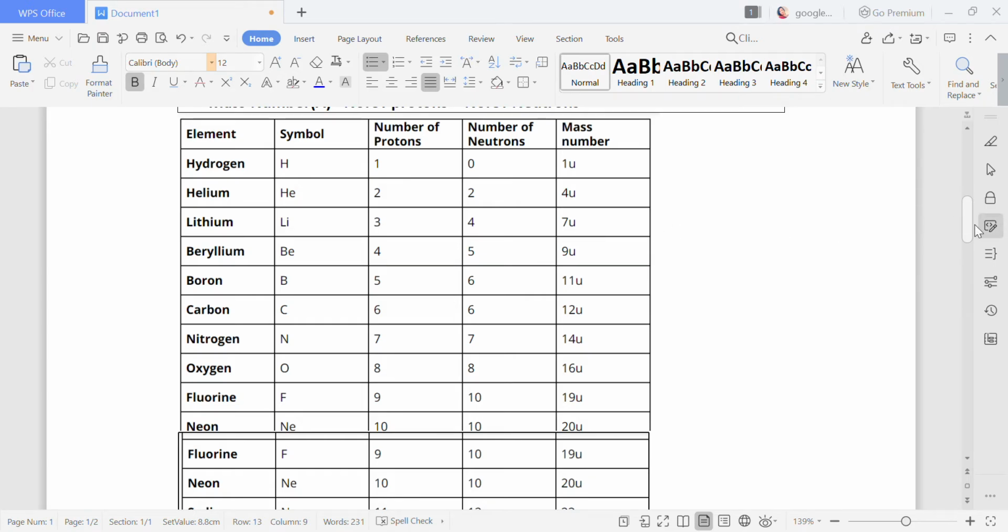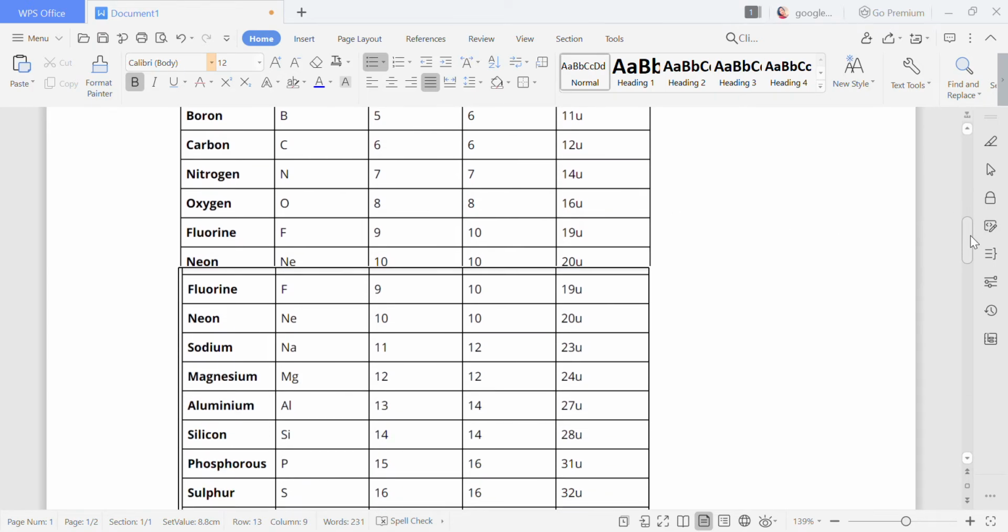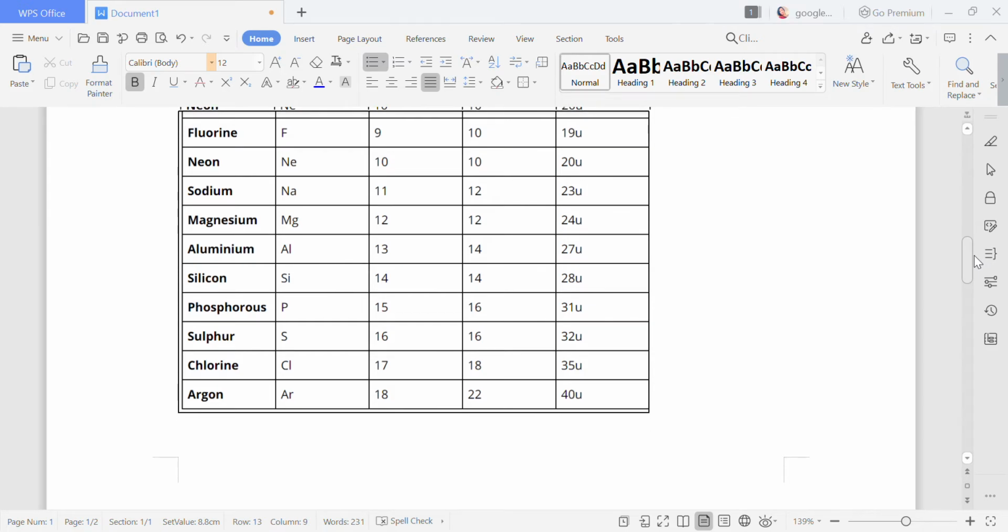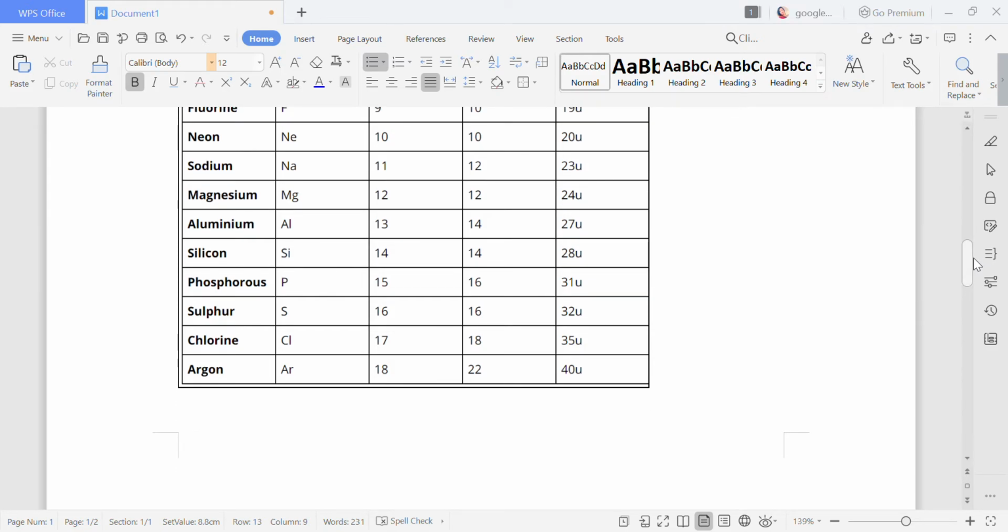So this is how this table gives you the number of protons and neutrons. You will write this table in your registers. See magnesium: here in magnesium there are 12 protons and 12 neutrons, so the mass number is 24. So this is how you can find out the mass number of an element.